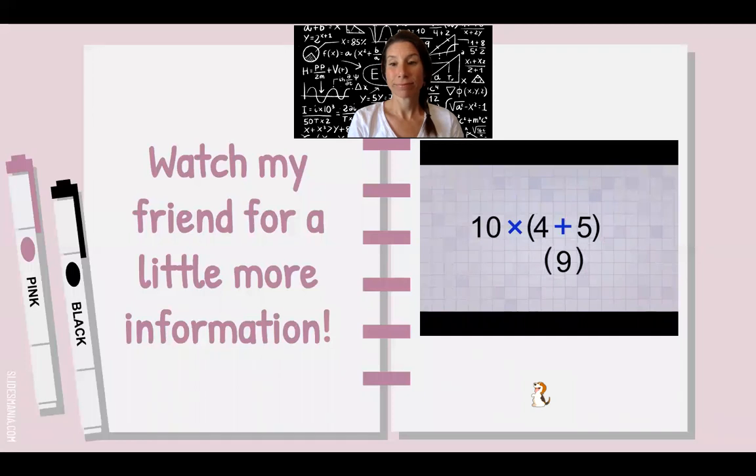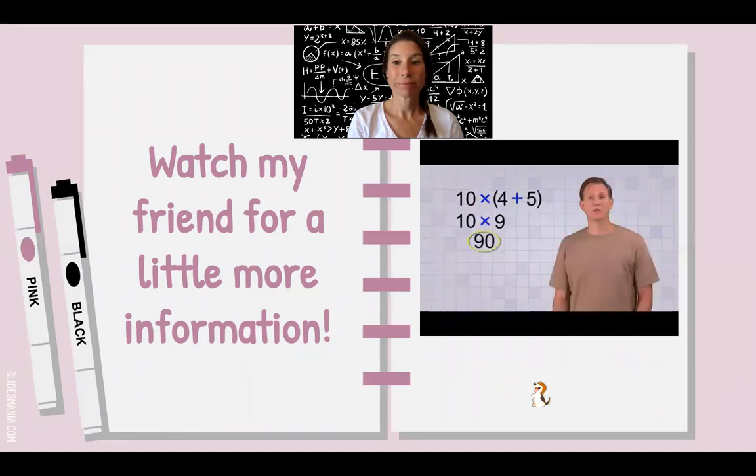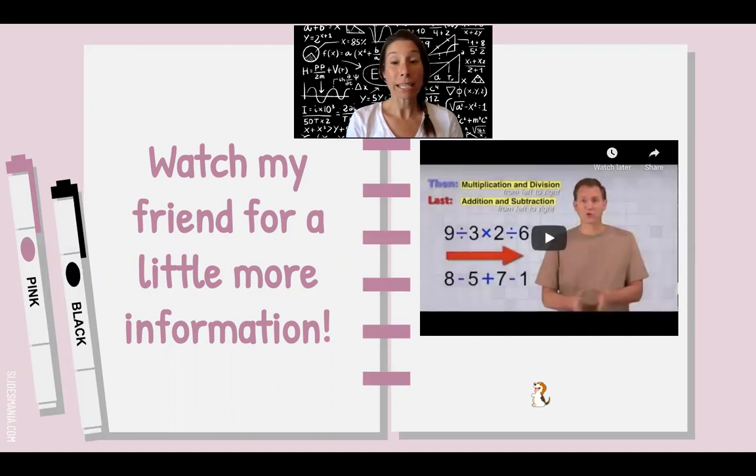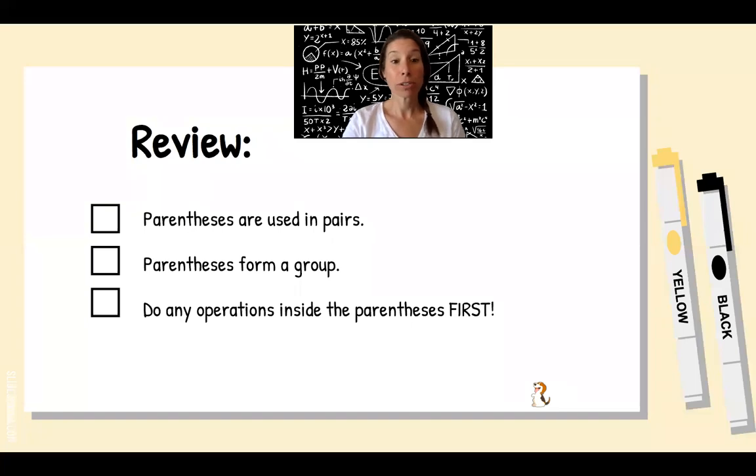Oh, and once you do the math that's inside parentheses and get a single number like this, you usually don't need to show the parentheses anymore. Now that the parentheses are gone, we just have one operation left to do. We multiply 10 times 9, and that gives us 90 as our final answer. So parentheses can really help you know what part of a problem you're supposed to do first. So the biggest thing that I just learned from my friend is that I need to do whatever's in the parentheses first. Okay, so here's a little review.